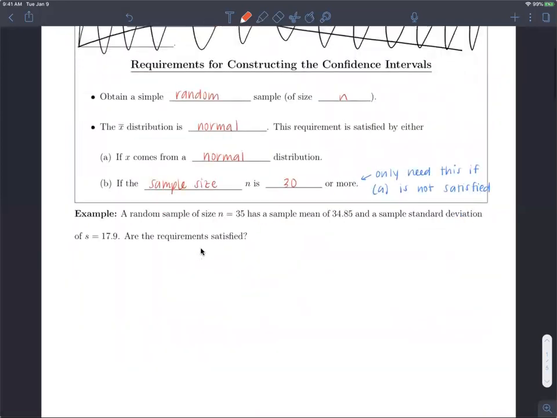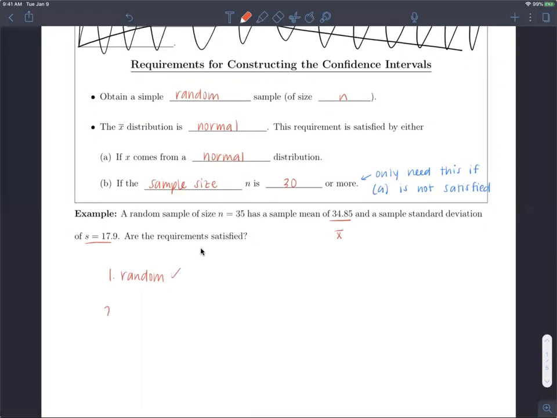So a random sample of size n equals 35 has a sample mean of 34.85. So that means this 34.85 is my x bar, and a sample standard deviation of s equals 17.9. And then it just asks us if the requirements are satisfied. And so the first one, since it starts out by saying the sample is random, I know the first requirement is satisfied. So random, yes.